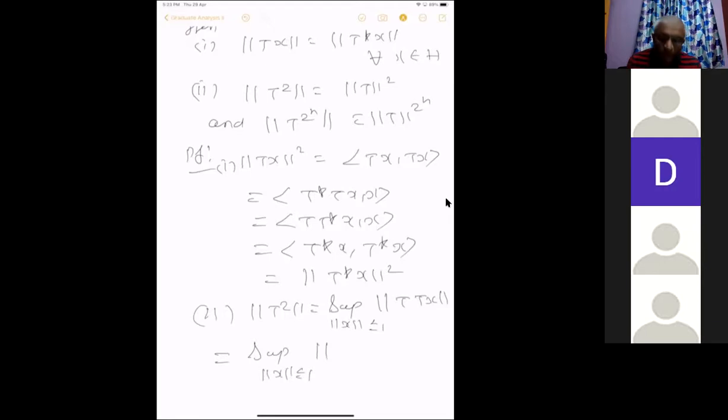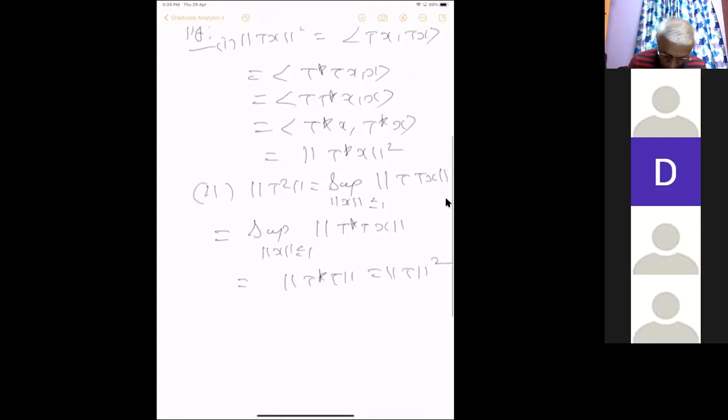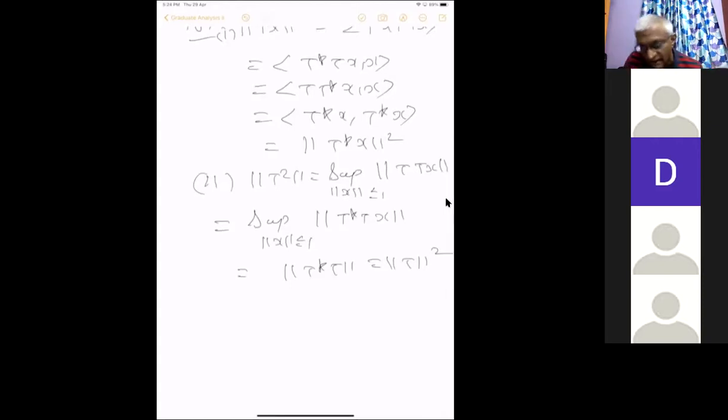But then we know that norm Tx is the same as norm T*x for all x. In particular, instead of x, you can substitute Tx. So this is the same as norm T*Tx. But then this is equal to norm of T*T, which is equal to norm T squared, which we have already seen. I mean, norm T*T equals norm T squared. This is called the C* identity. We have proved it in the last course, the previous course, when we discussed the adjoint. When we defined adjoint, immediately we proved this.